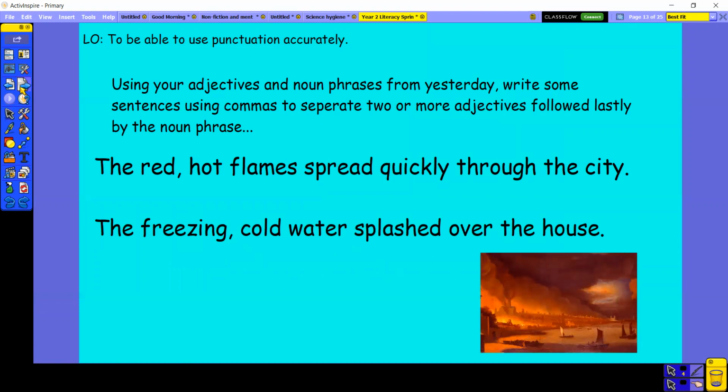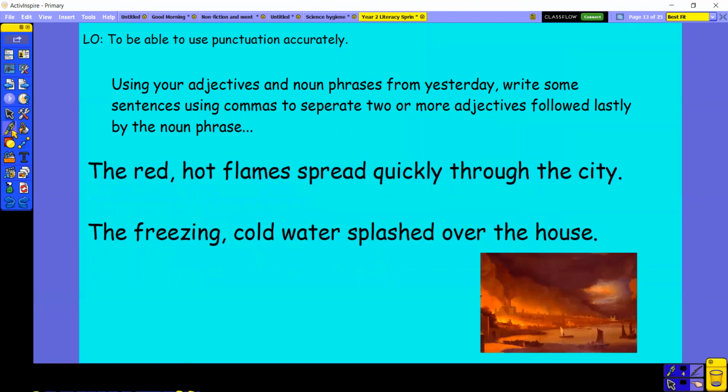Okay, so we're going to use our adjectives and noun phrases from yesterday to write some sentences using commas to separate two or more adjectives, followed lastly by the noun phrase. So here we have the red, hot flames spread quickly through the city. You see our comma here? It's splitting up the two adjectives, which are here and here. But this one at the end, also because it's an adjective there, becomes a noun phrase too, because we've also got the noun that's there too.